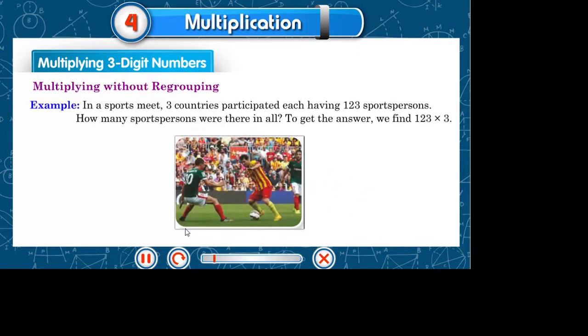Multiplying three-digit numbers. Multiplying without regrouping. Example: in a sports meet, three countries participated, each having 123 sportspersons. How many sportspersons were there in all? To get the answer, we find 123 into 3.